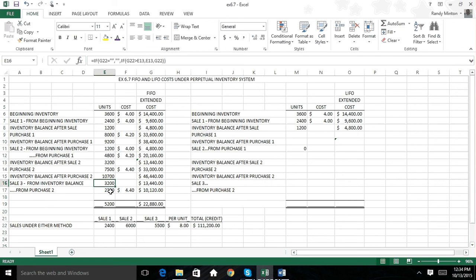So it forces me into looking at the second purchase to get to my next number, in this case 2,300 units, because I need 5,500 total, and I've only got 3,200 in inventory from up here, so I have to go to this next purchase in order to get my remaining 2,300 at $4.40. Now the 5,200 are the units that you're left with. That's your ending inventory balance, and I could type that in. I haven't done that.